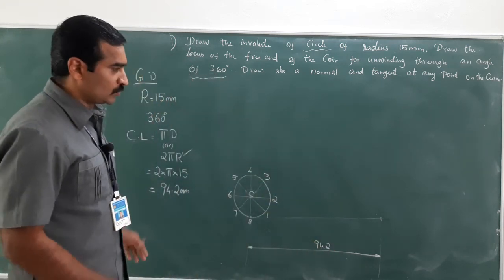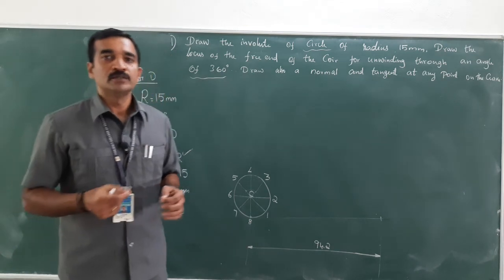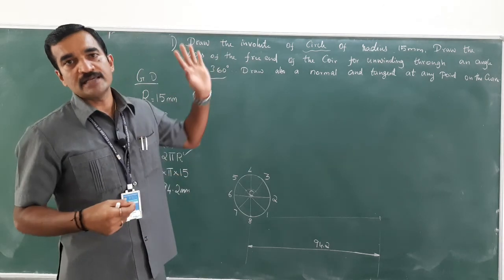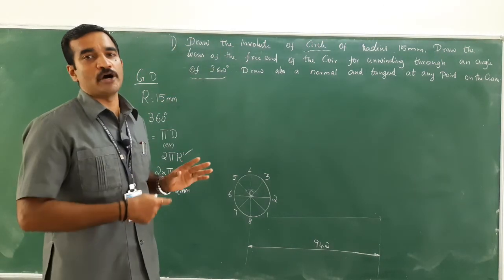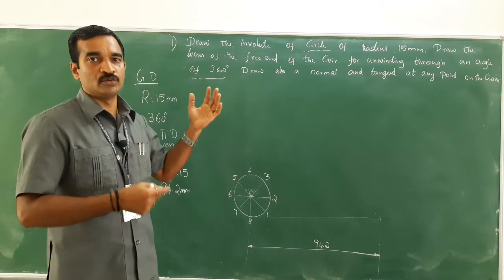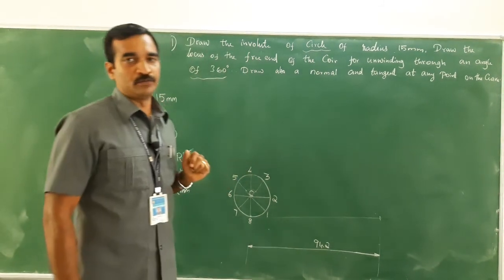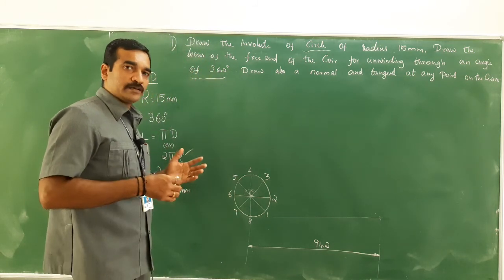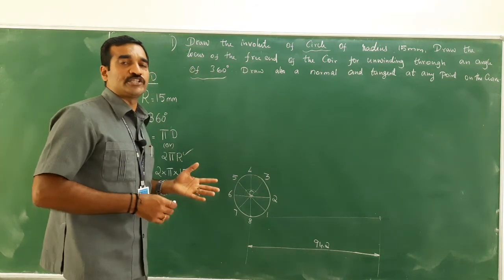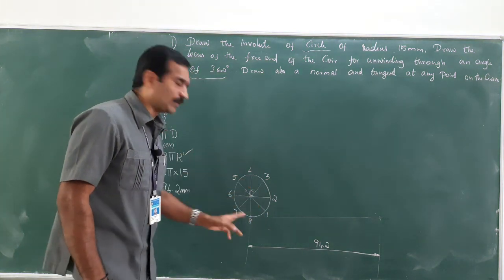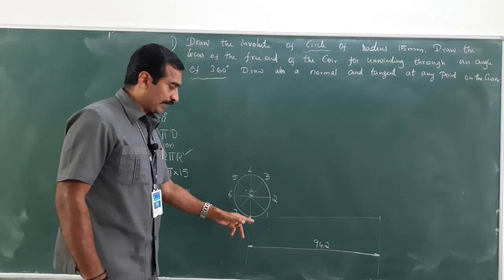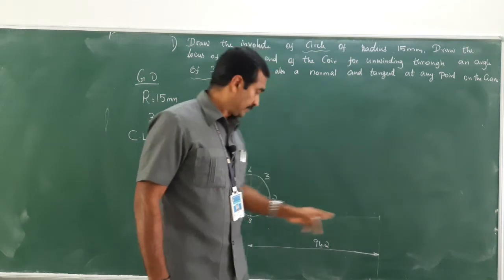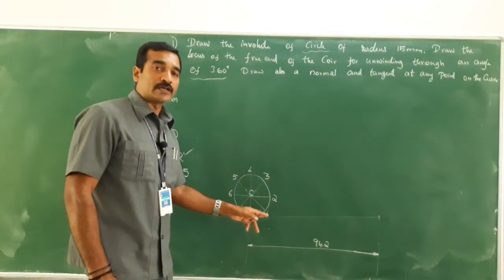Now what is next? I have shown that by unwinding the coil, it traces some points in the space. By plotting those traced points, you will get the shape of the involute. Now what I am going to do is draw the tangential line for all the points. First, I have drawn a tangential line from point 8. Next, the tangential line for point 1.